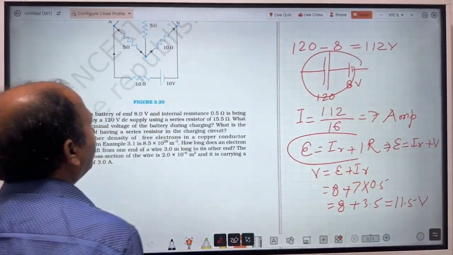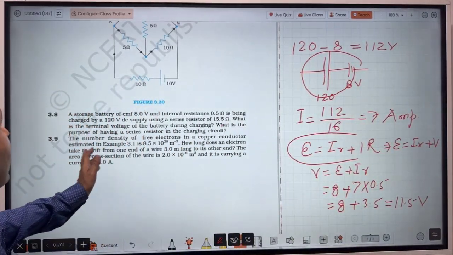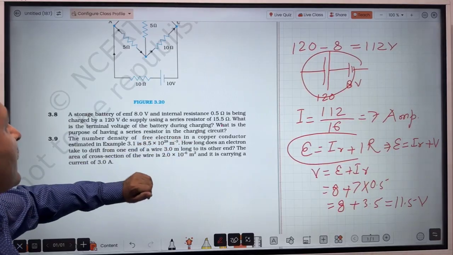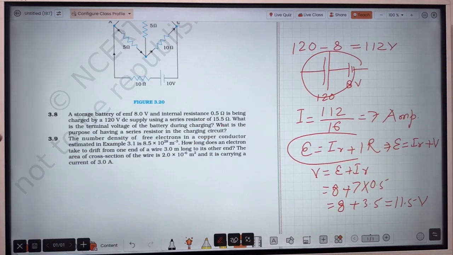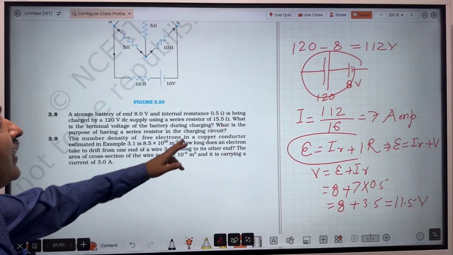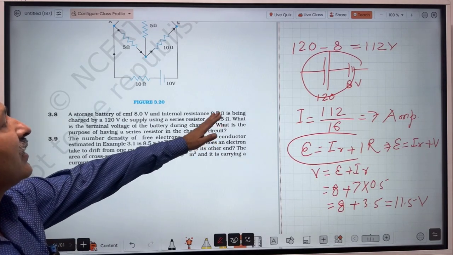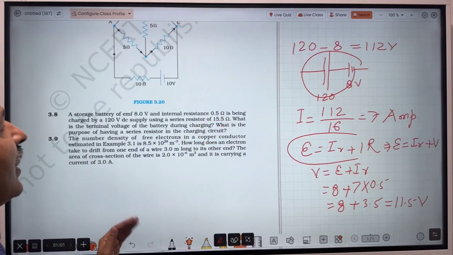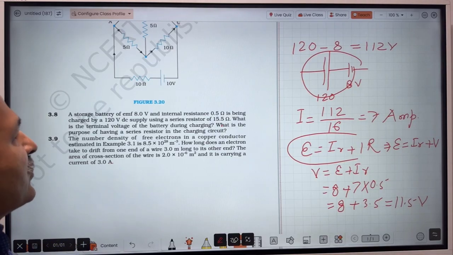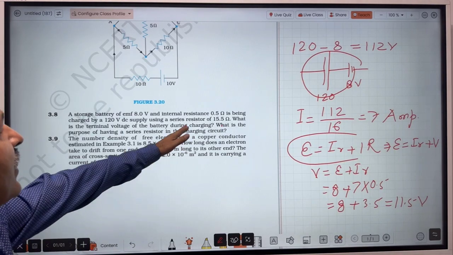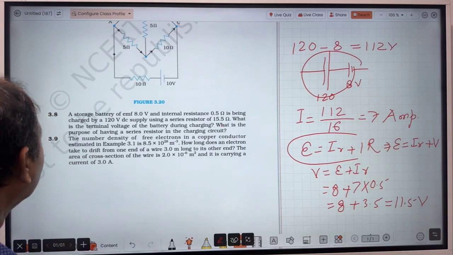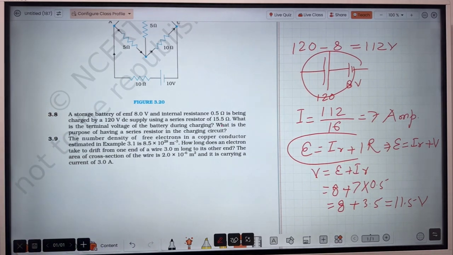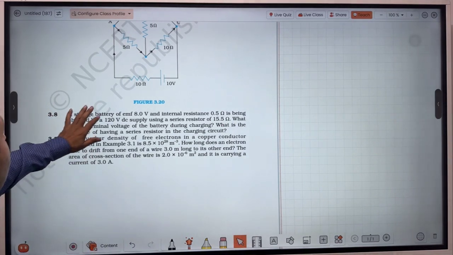And there is one more question: there is a series resistor. What purpose does it serve? Here a 15.5 ohm resistor is used. If there were no series resistor, the current would have a very high value, and it would damage the circuit. So that is why the series resistor is necessary to control the current. Now let's do the next question.